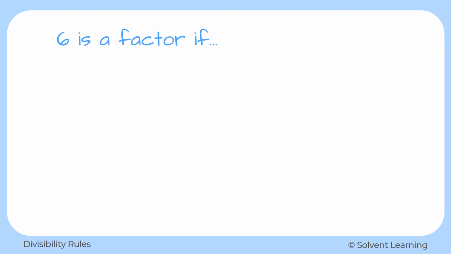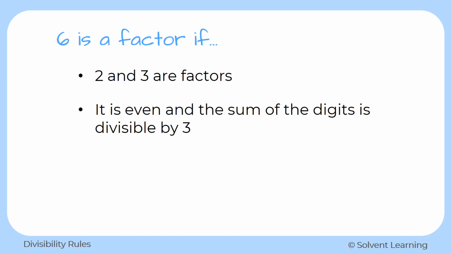To see if 6 is a factor of a number, we need to see if both the numbers 2 and 3 are factors. So if 2 and 3 are factors of the number, then 6 is also a factor of the number. So that means that the number has to be even. Remember that all even numbers are divisible by 2. And the trick for 3 being a factor has to work as well. So we have to add up all the digits and make sure that that sum is divisible by 3. So if both of those rules work, then 6 is a factor of that number.